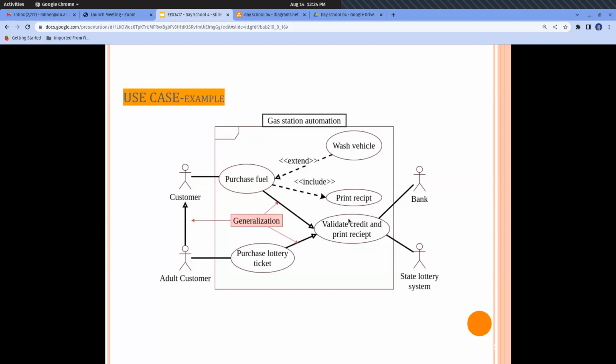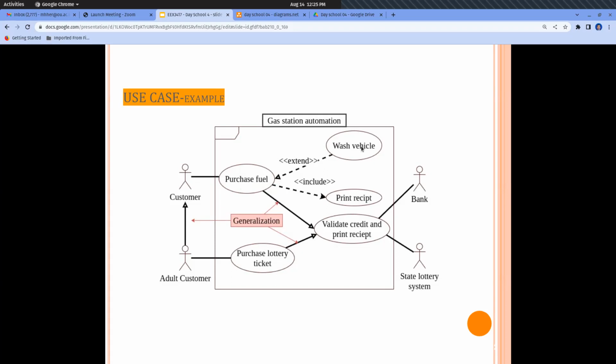So this is a general one. This is a specialized one. These two are generalization arrows and the link relations. And when you purchase fuel, it should include the print receipt. This should be a receipt according to this gas station. Printing the receipt is also a must. So the link between purchase fuel and print receipt is include.